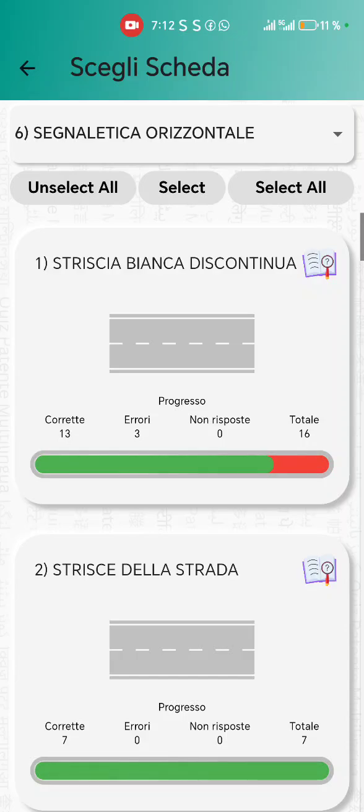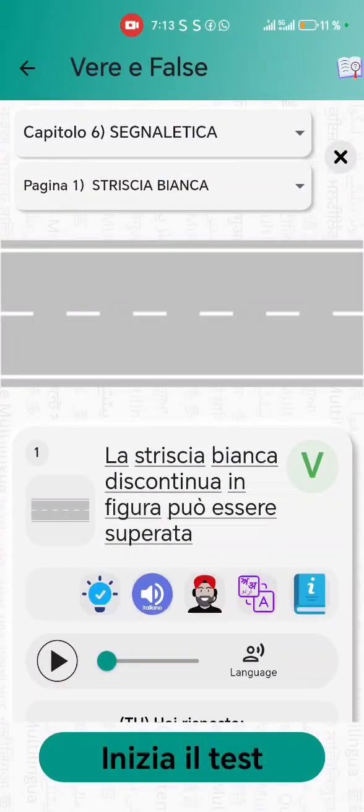So let me quickly answer two or more questions here. Here it says, la striscia bianca discontinua in figura può essere superata. I say this white discontinuous line can be crossed. You can overtake on the road, you can do inversione di marcia, that is a U-turn, if it's allowed. Because it is a linea discontinua, it is vero.